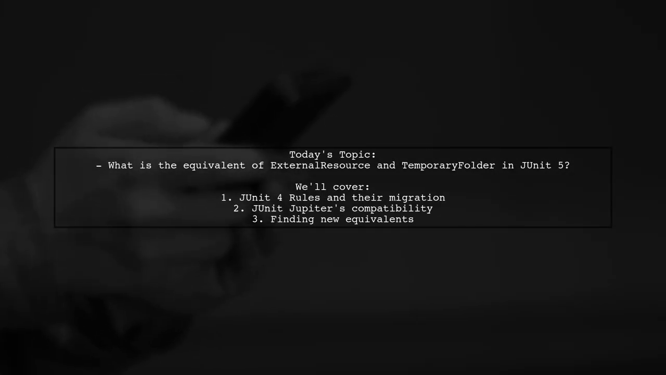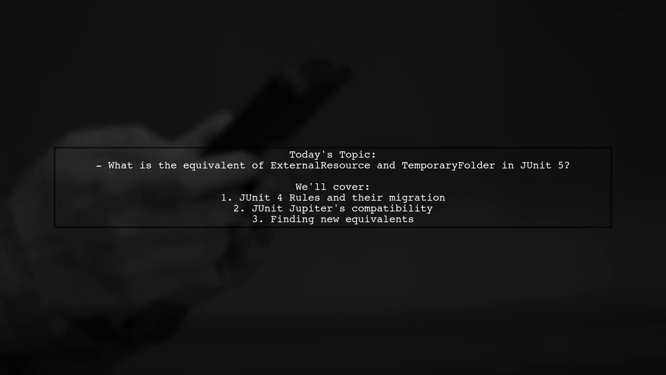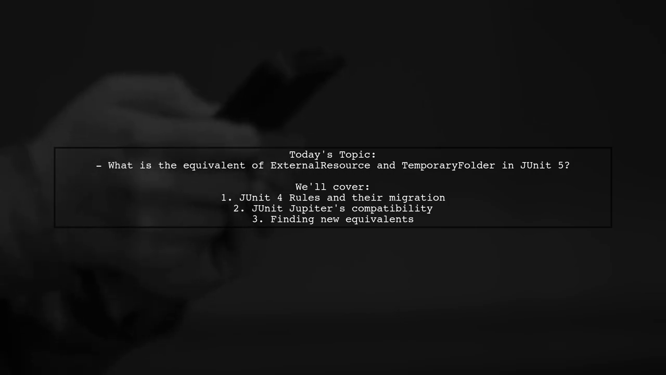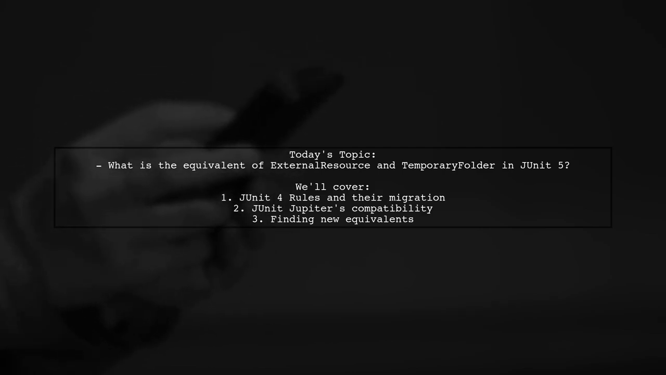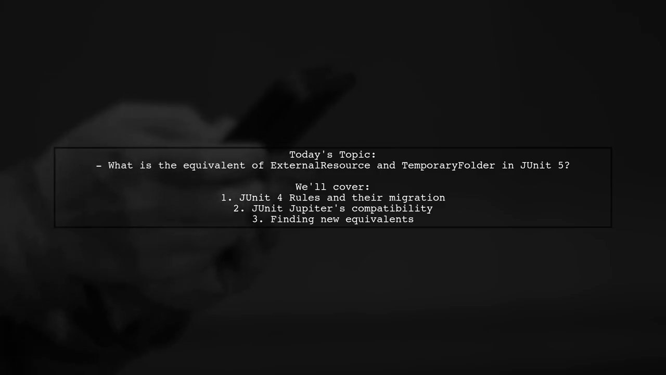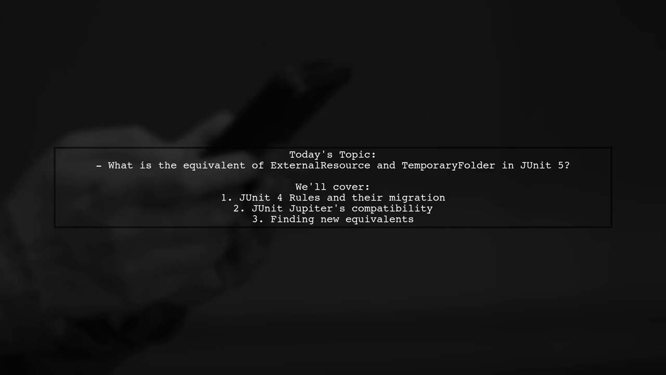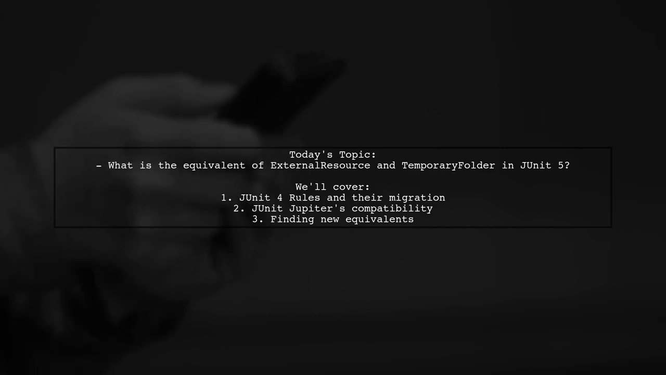Today, we're tackling a question that many developers transitioning from JUnit 4 to JUnit 5 are asking. Our viewer wants to know, what is the equivalent of ExternalResource and TemporaryFolder in JUnit 5? As we explore this topic, we'll uncover how JUnit Jupiter provides backward compatibility for some JUnit 4 rules, making migration smoother for large code bases. But what happens when you're writing new tests? Let's find out.